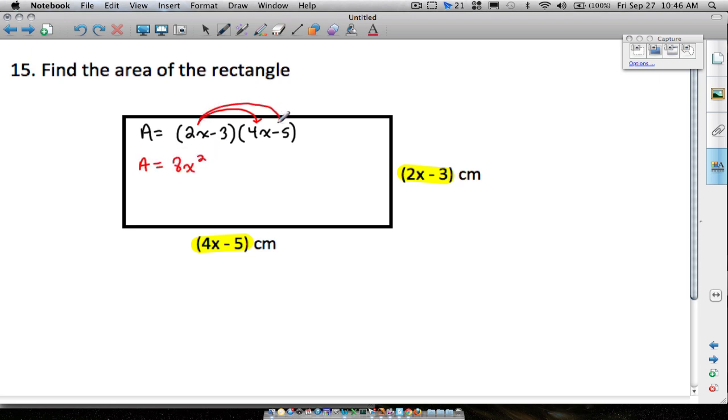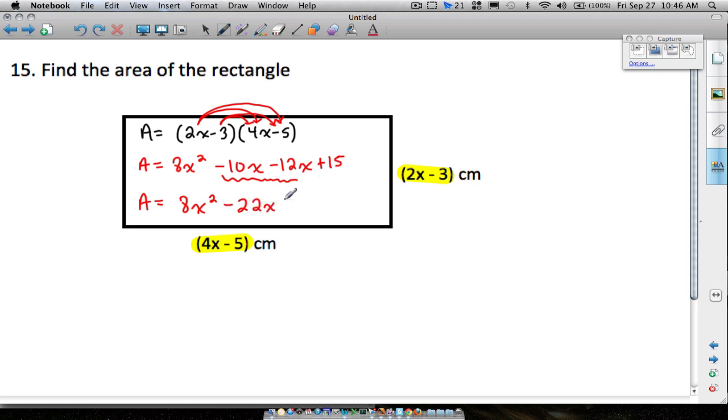2x times negative 5, watch your signs there, that's minus 10x. Negative 3 times 4x is minus 12x. And then negative 3 times negative 5, that's positive 15. And don't forget to combine like terms in here. So therefore our area is equal to 8x squared. Watch your signs right here, that's minus 22x.